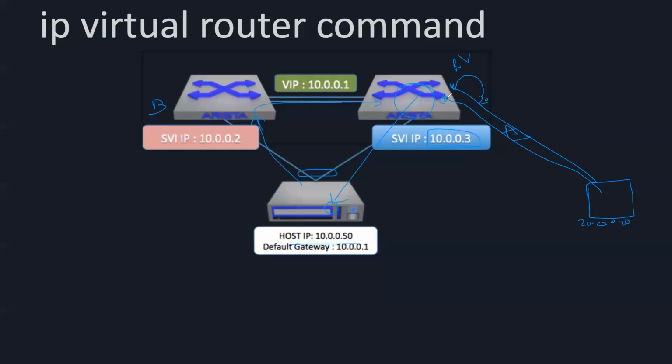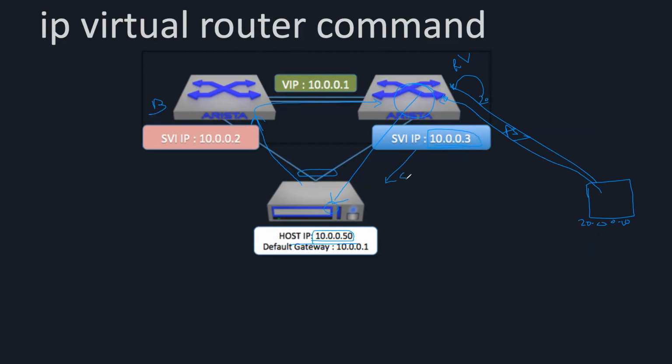Now it will check the ARP on this routing VTAP. It will check the host IP ARP, and it is not there. ARP is not resolved here, so it has to send out an ARP request. So when it is sending out the ARP request in this VARP, what will be the packet?